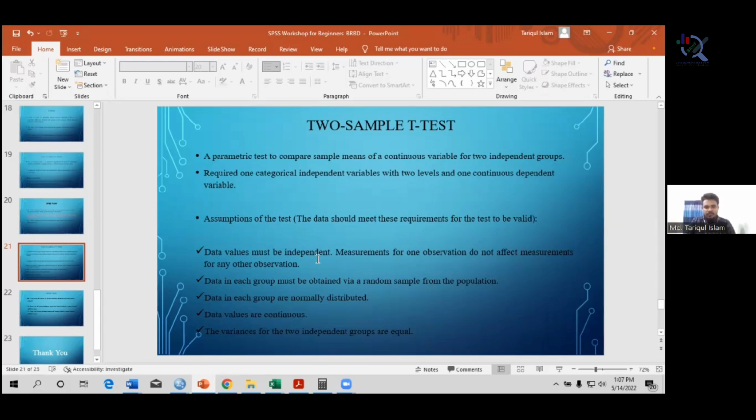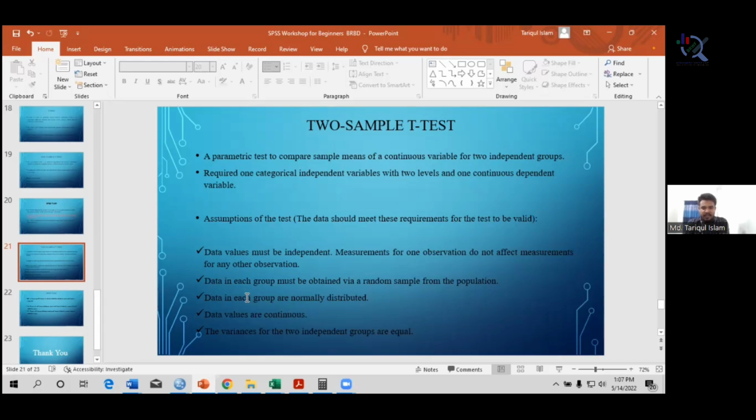The data values must be independent. That means one observation should not influence other observations. The observation of one participant should not influence or affect the other participants' observations. That's why it is suggested to use a random sampling technique.